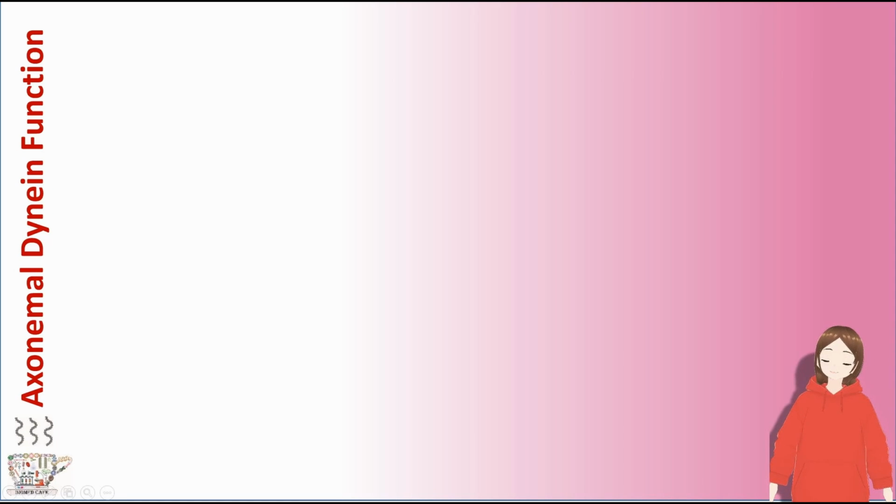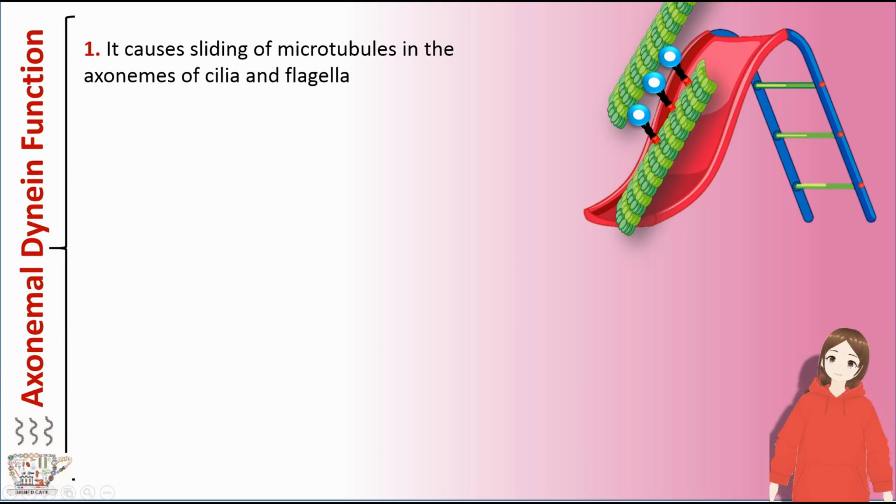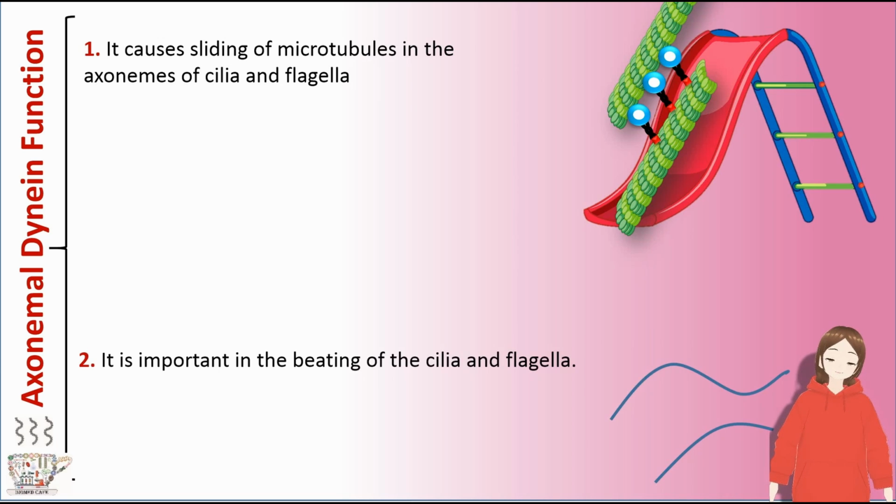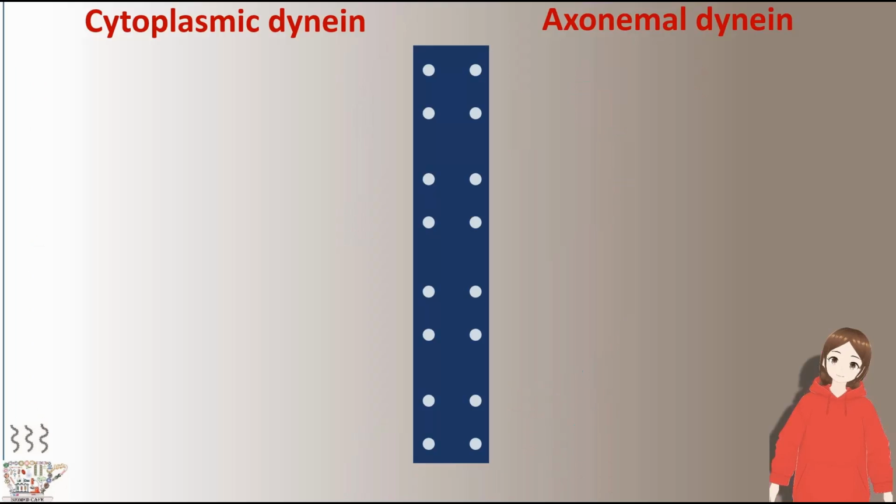Axonemal dynein function. Number 1. It causes sliding of microtubules in the axonemes of cilia and flagella. Number 2. It is important in the beating of the cilia and flagella.